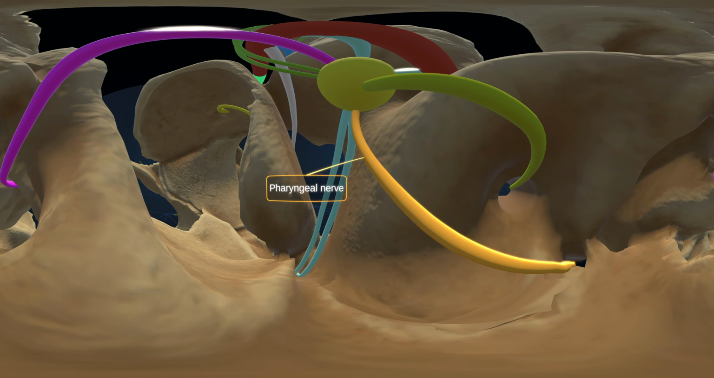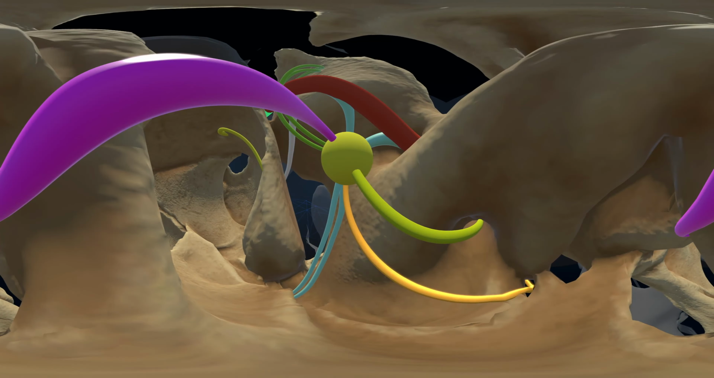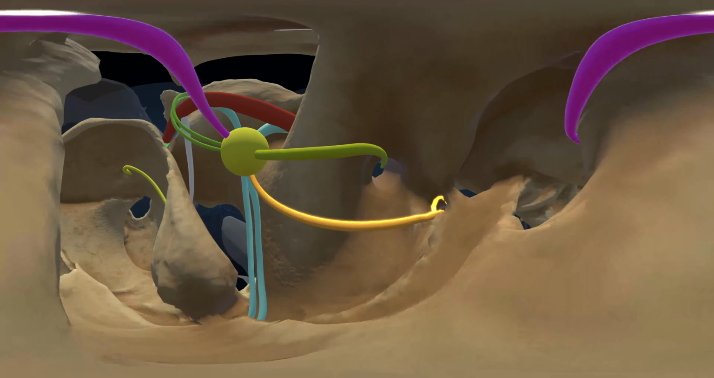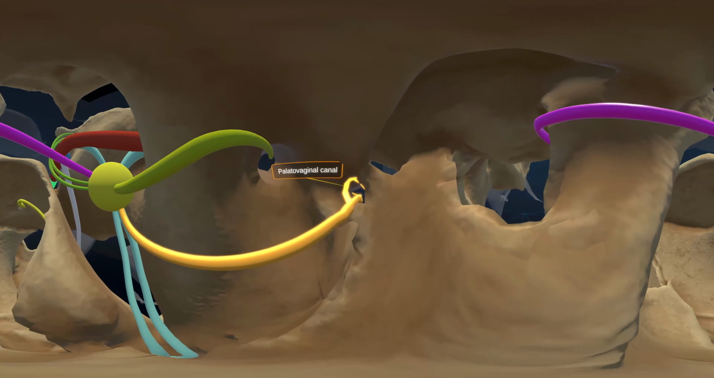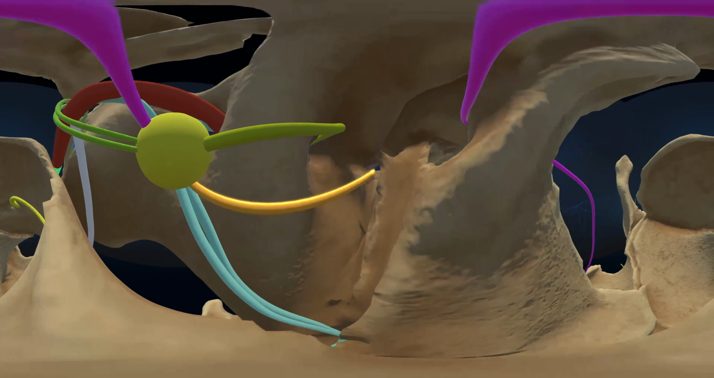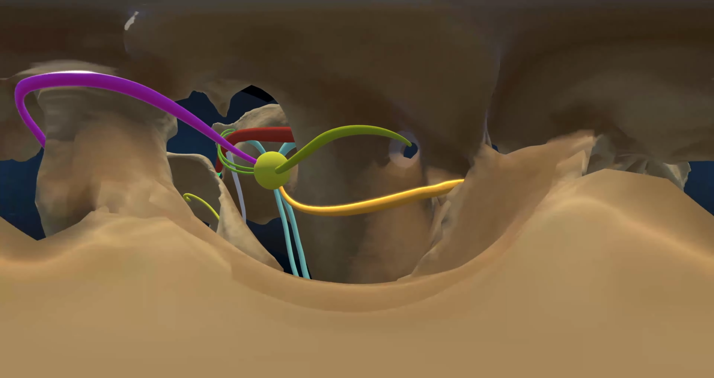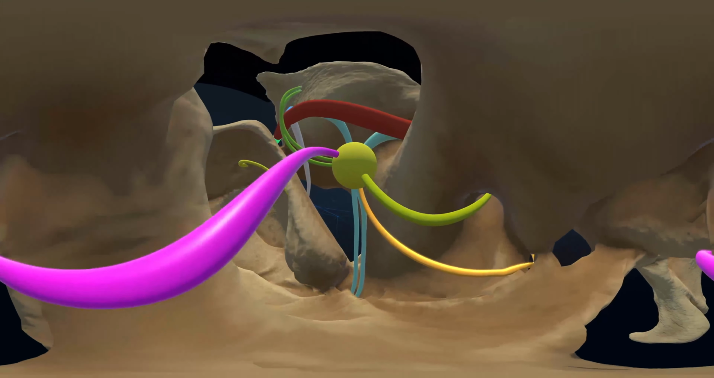The pharyngeal nerve also originates from the pterygopalatine ganglion. It passes posteriorly, exits the pterygopalatine fossa through the palatovaginal canal, and emerges in the nasopharynx to supply local mucosa and glands.